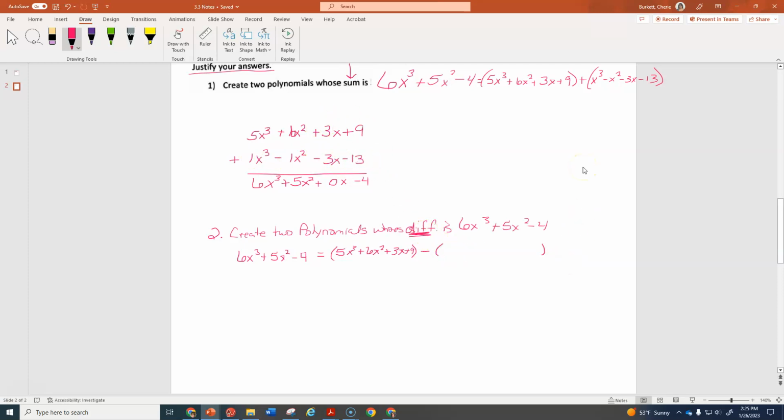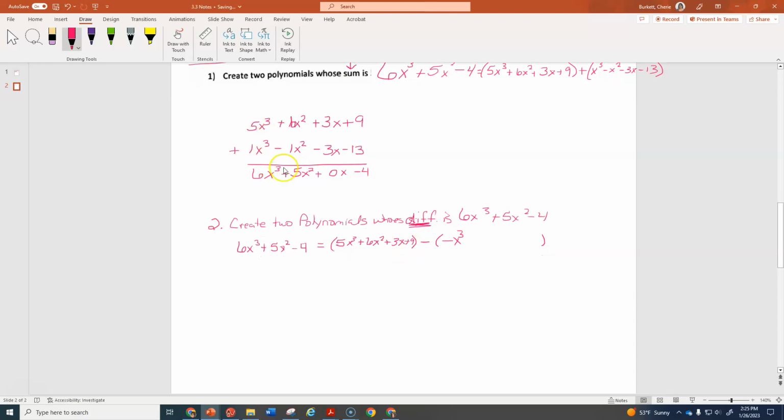So in here, I'm not going to write the plus 1x cubed, I'm going to write negative 1x cubed. I'm not going to write negative 1x squared. I'm going to write positive 1x squared. I'm going to write not negative 3x, but positive 3x. And I'm going to write positive 13.